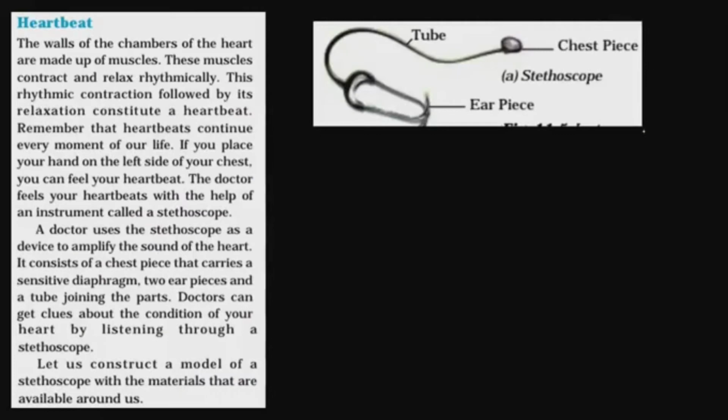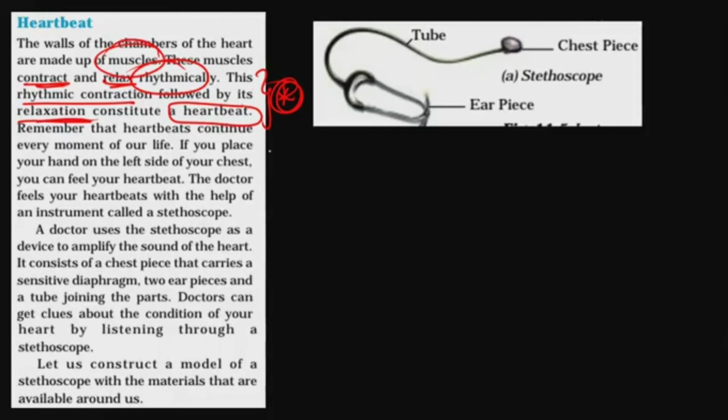Now, what is a heartbeat? So the walls of the chambers of the heart are made up of muscles. The walls of atria are thinner than the walls of the ventricle. Now, the muscles contract and relax rhythmically. And this rhythmic contraction followed by relaxation constitutes a heartbeat. This is extremely important from MCQ point of view. That is, rhythmic contraction followed by relaxation constitutes a heartbeat.